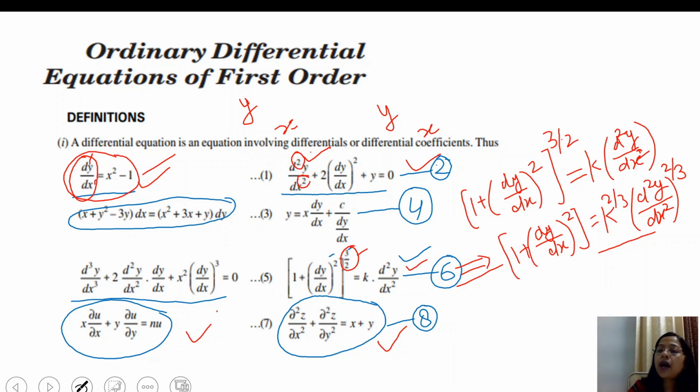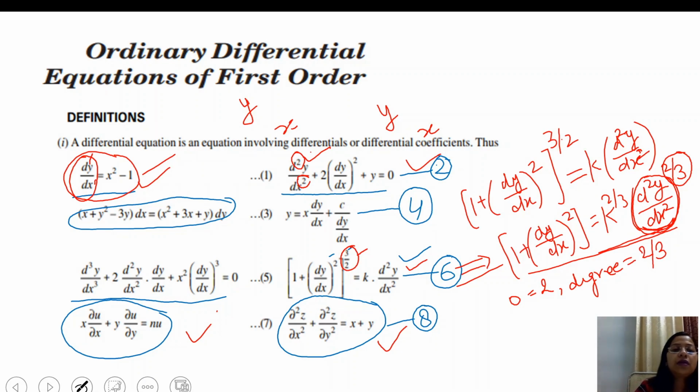So here the highest order derivative is what? d2y by dx2, right? So the order of this differential equation is 2. So the power of this highest order differential coefficient is known as the degree of the differential equation. Understood? So its degree would be 2 by 3.